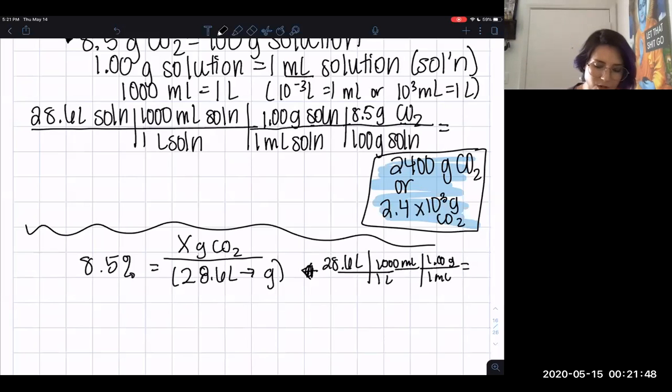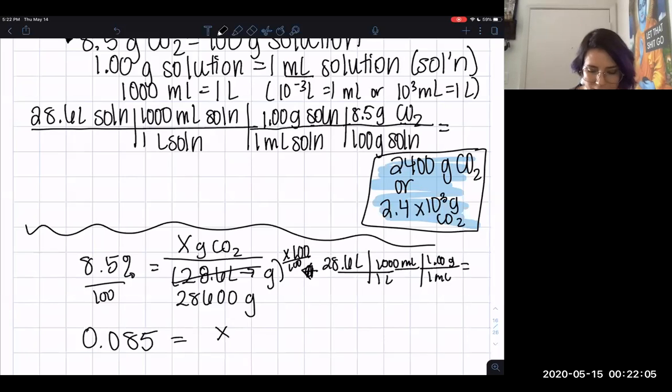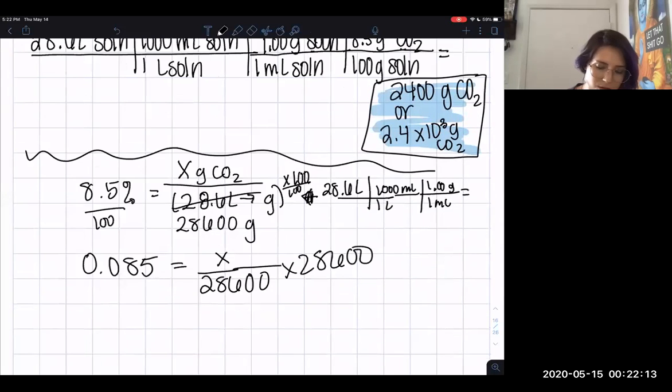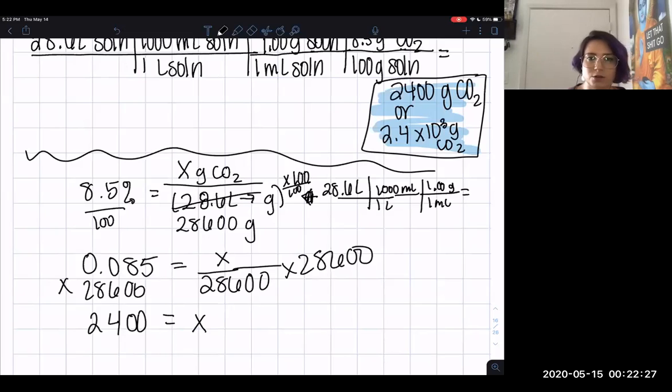To do that first, so it would be 28,600 grams on the bottom here. So we would say, oh, times 100. First, you have to divide both sides by 100. 0.085 equals x over 28,600. Multiply both sides. And you get 2,400 equals x. That's how you could do it algebraically.